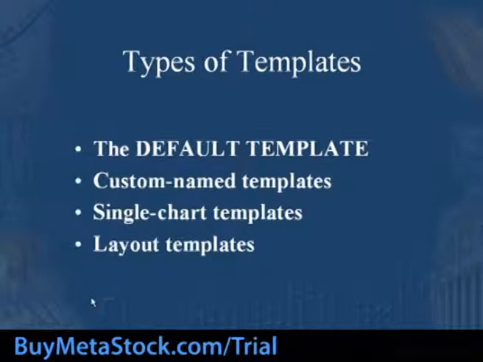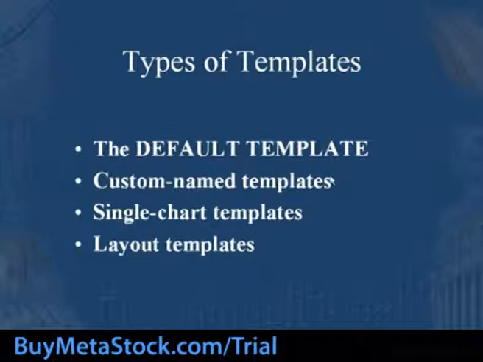So the templates are by default also saved into that same charts folder, C:\program files/equus/metastock/charts. It's the same location as the layouts, but they have a .mwt extension. So there are different purposes for the different types of template. There are two major types of templates. There is the default template, and there are custom named templates.